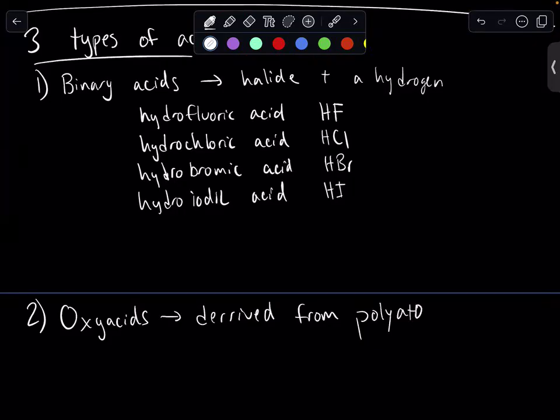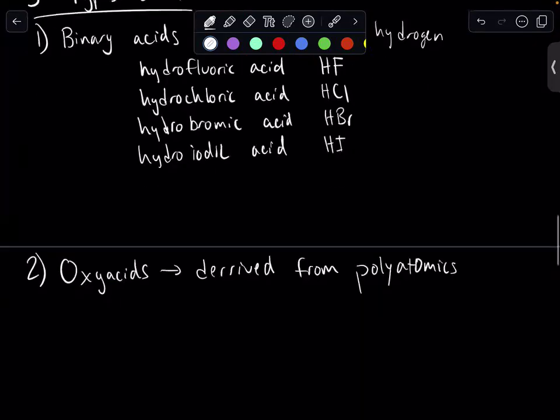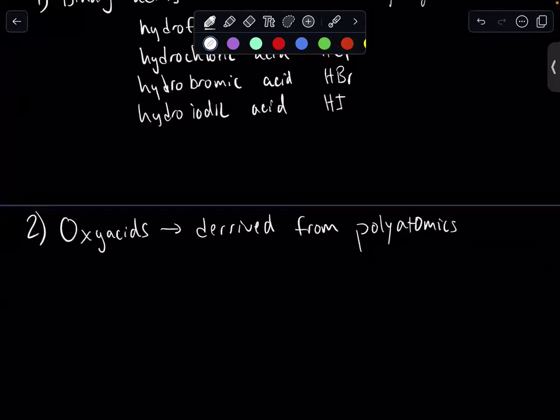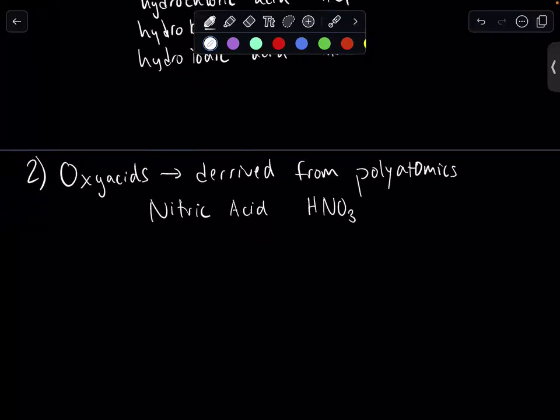So you must know your general polyatomics as well as their relative charges. Nitric acid. Nitrate is NO3 minus, and that 1 minus will append to 1 plus to form HNO3. You could also have carbonic acid. Carbonic acid comes from carbonate, CO3, and normally it's 2 minus, meaning that we have two hydrogens to create that acid.